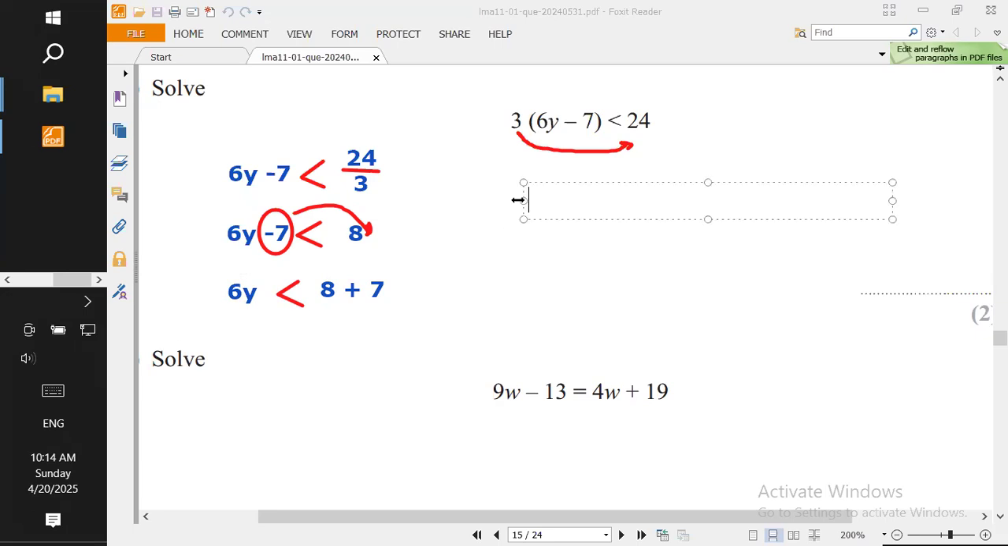Now let's finish it here. So 6y, inequality sign, which is smaller than, like this. And then 8 plus 7 equals what? Very good, 15. So 8 plus 7 equals 15.